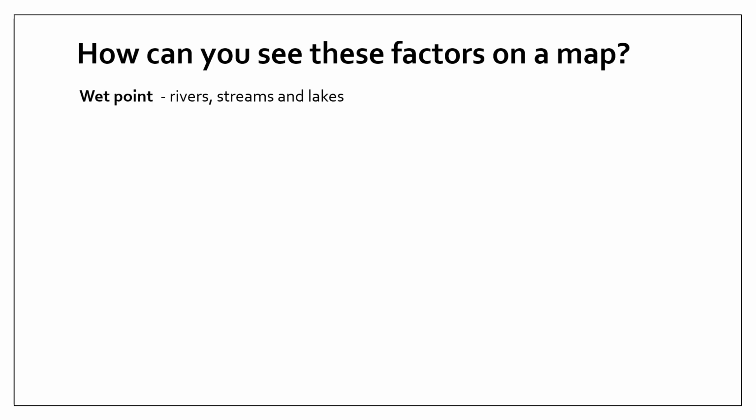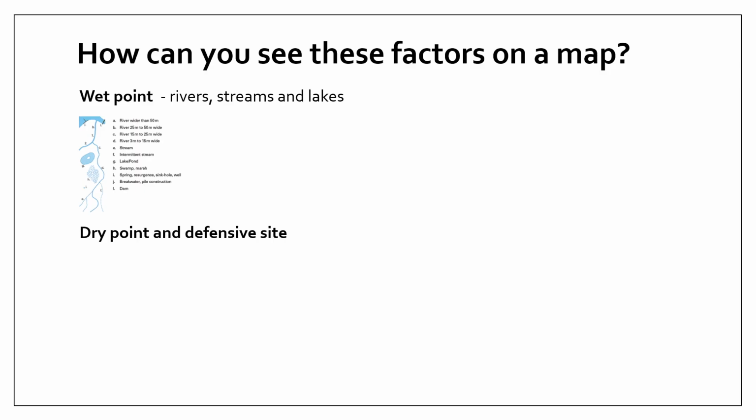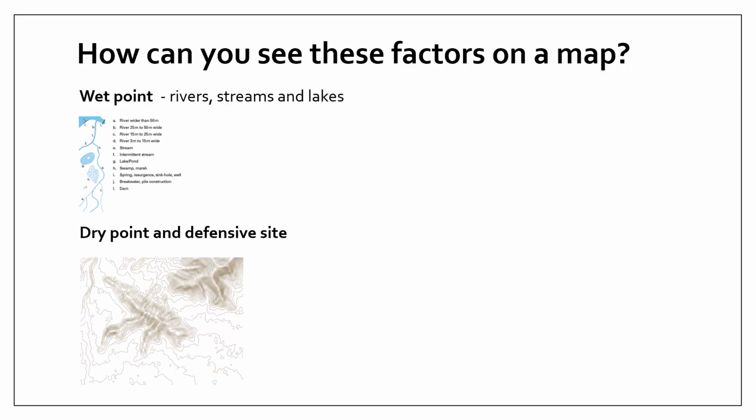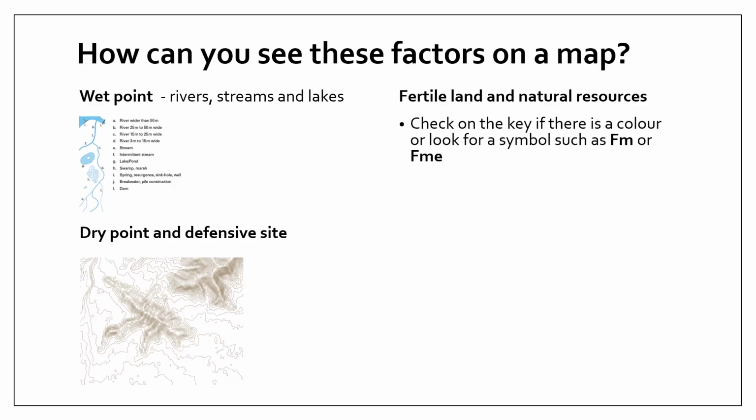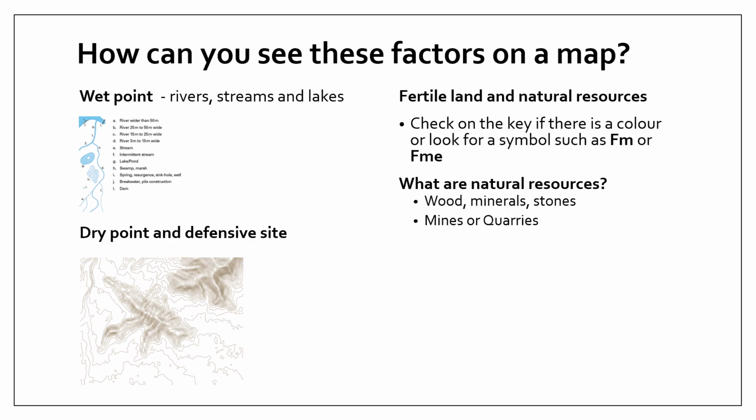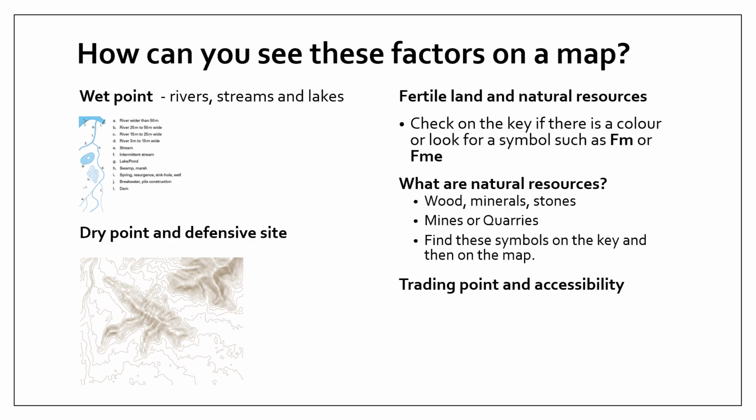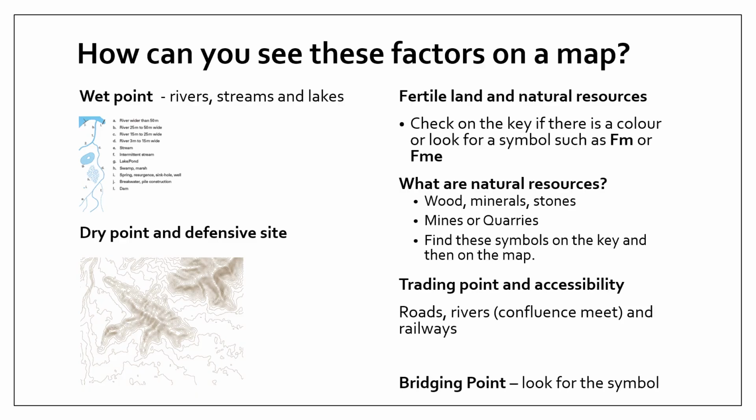So how can you see these factors on a map? Well, wet points are indicated by rivers, streams, or lakes. For example, here, you can look for that in the key. Dry point defensive site, well, look for contour lines. High on a hill pretty much implies that it's defensive, or if it's a nice flat plateau. Fertile land and natural resources, check on the key if there's a colour, or look for symbols such as farm. Natural resources, woods, minerals, stones, mines or quarries, and you can find these symbols on the key or map. Trading point accessibility, pretty much look for roads, rivers and railways. Bridging points, just look for the symbol.